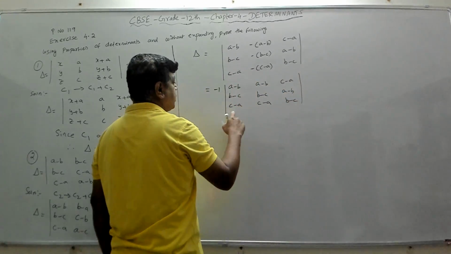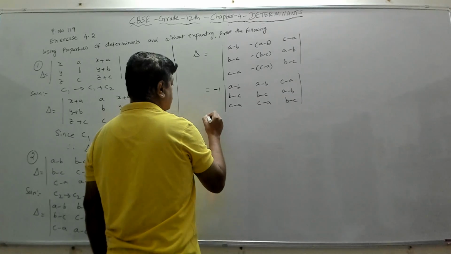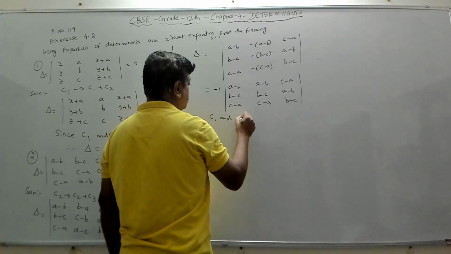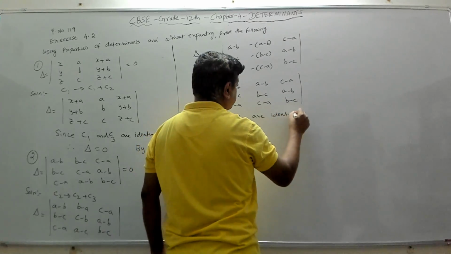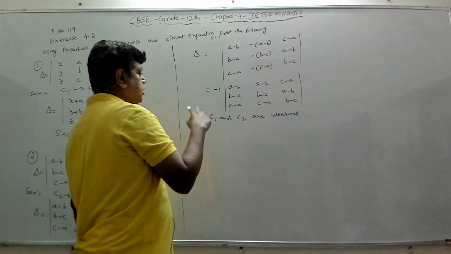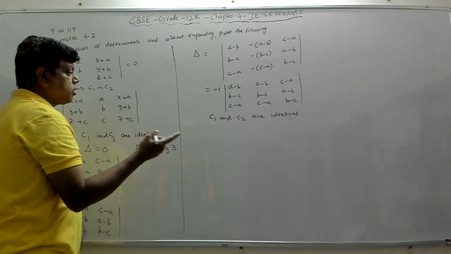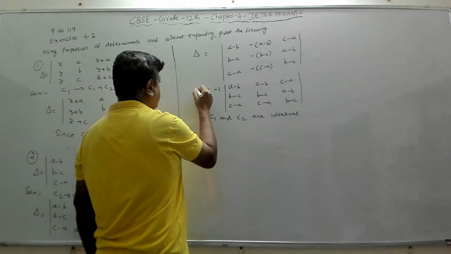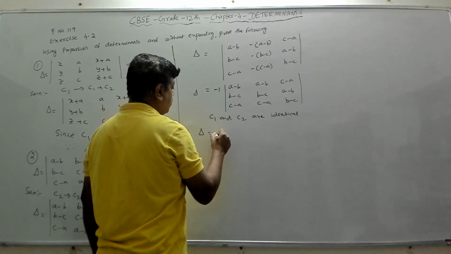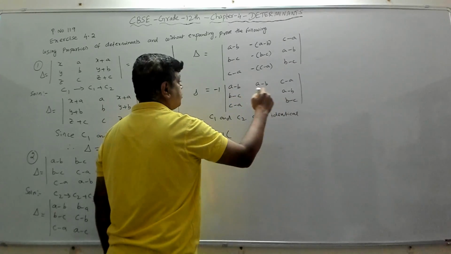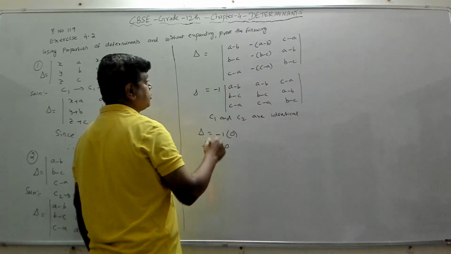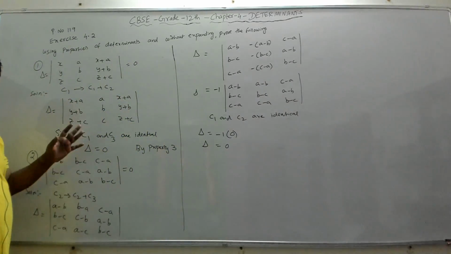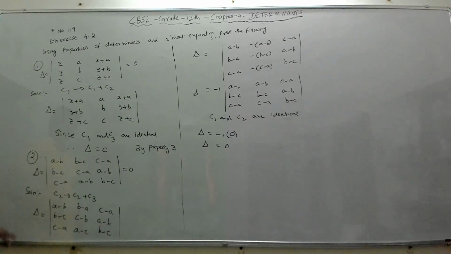Now these two are identical. So C1 and C2 are identical, which means all the elements of C1 and the corresponding elements of C2 both are identical. Therefore, the value of the determinant is 0. Therefore, delta equal to minus 1 into this is 0, because these two are same. So minus 1 times 0 is 0. So your delta is 0. So we have proved the value of this determinant is 0.